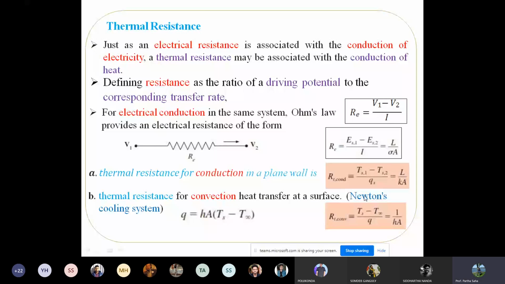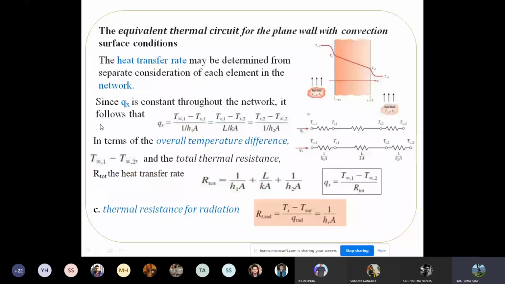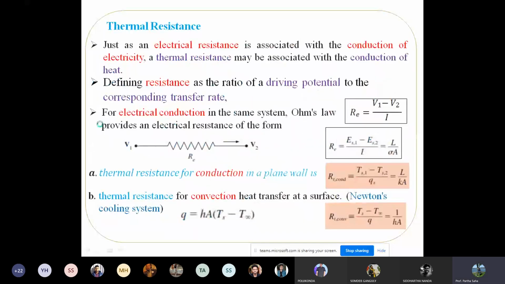Okay, thermal resistance for convective heat transfer, that is Newton's law of cooling. I'm going to talk about this later. For heat convection, the equation is Q = hA(Ts - T∞). Here h is the convective heat transfer coefficient, right? For convection, similarly, the convective thermal resistance is (Ts - T∞) divided by Q, or 1/hA. Here it is L/kA, here it is 1/hA. So this is the thermal resistance. This is for conduction, this is for convection.